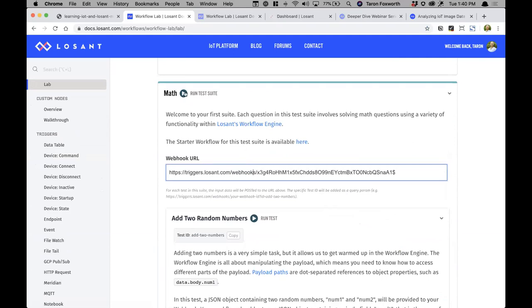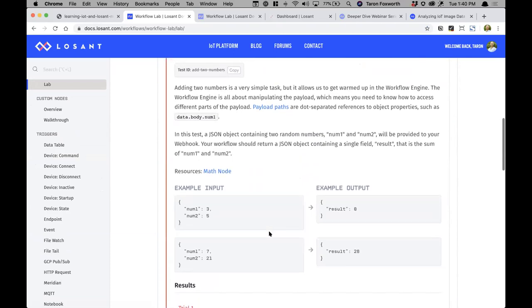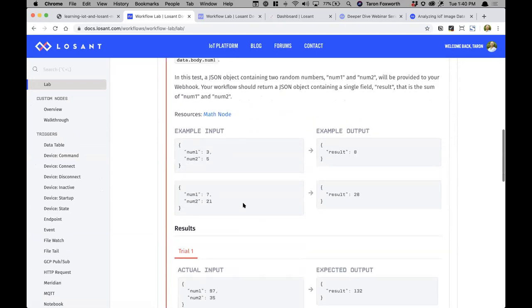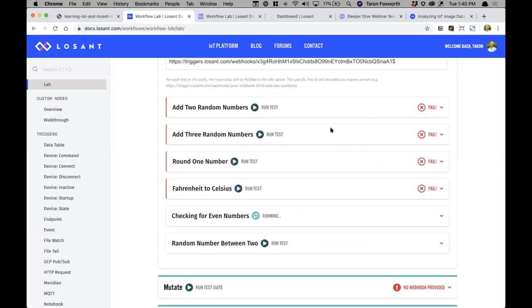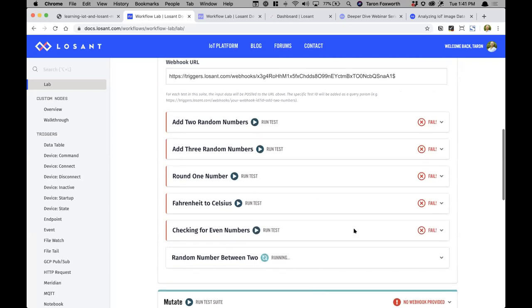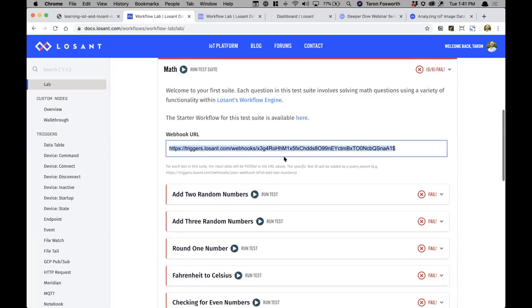And it's super simple. You come in here, you press play, and the workflow lab will trigger your workflow with a set of inputs and expect a certain result output. It's a nice and easy way to learn how to use the workflow engine. In this case, as you can see, all of my tests are failing. So I should probably go back and fix this webhook and do some work on my workflow lab.